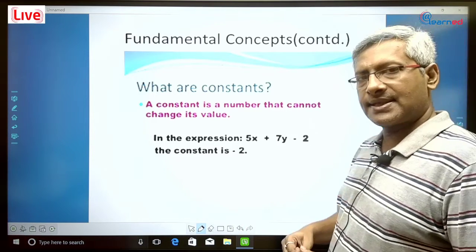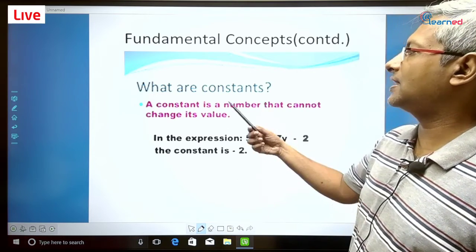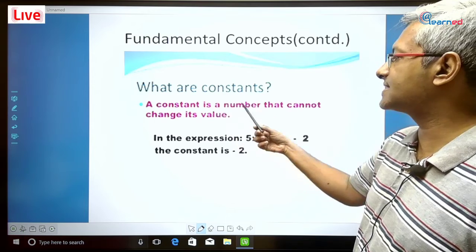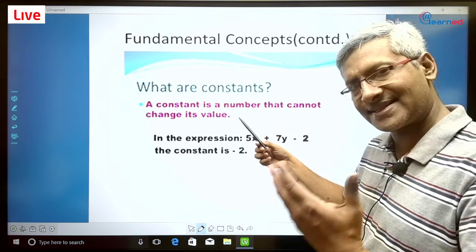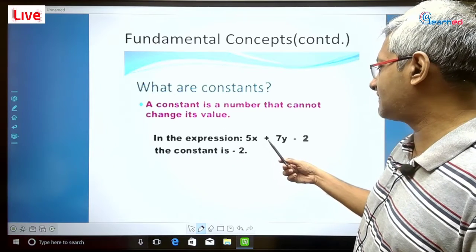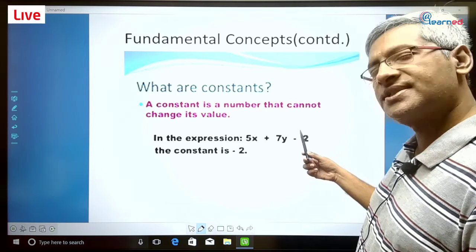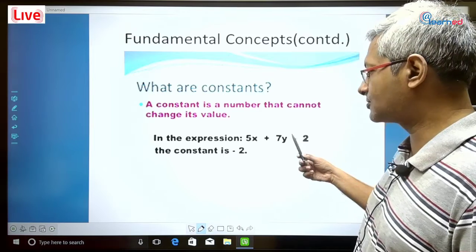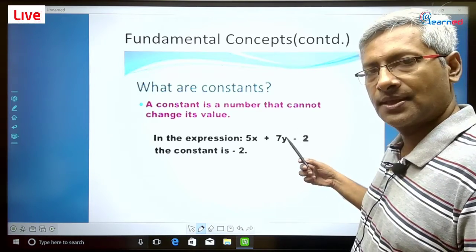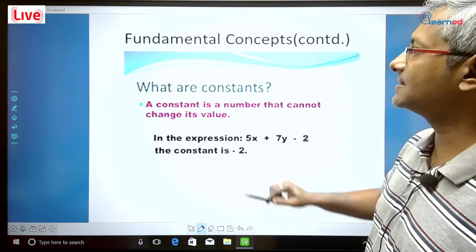This is another example or another definition of constants. What are constants? A constant is a number that cannot change its value, as I said earlier. Now in the expression 5x plus 7y minus 2, which is the constant over here? Minus 2 over here. This is the constant. This will not change, right? So this is the concept of a constant.